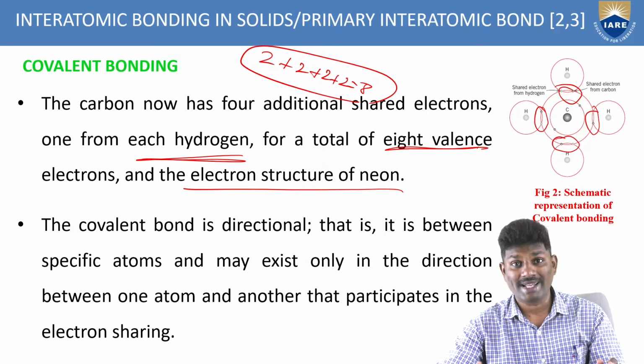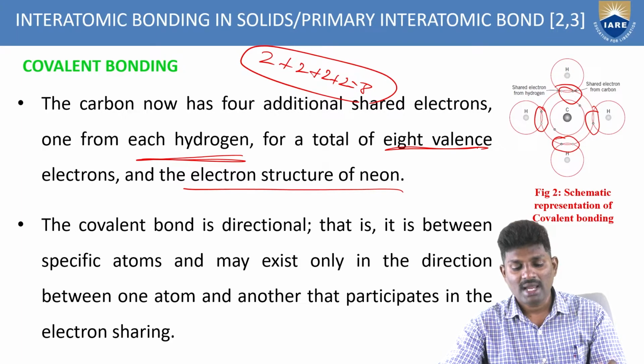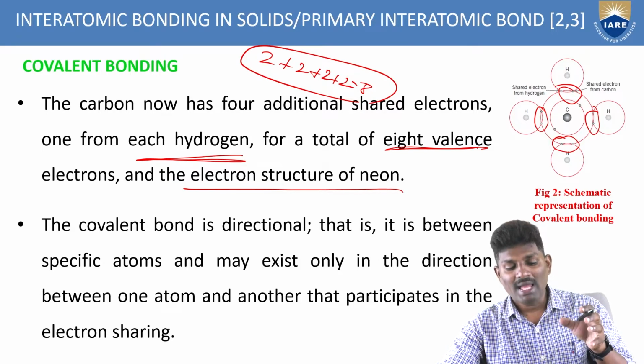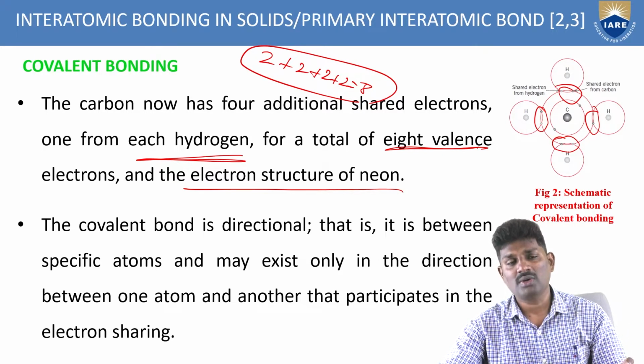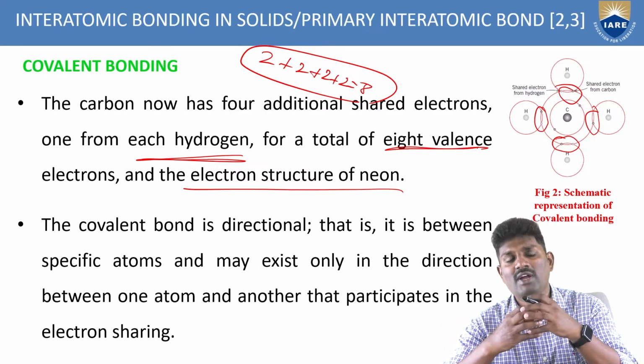So the covalent bond is directional, and it is between specific atoms. It may exist only in the direction between one atom and another that participate in the electron sharing. So sharing is nothing but from both the ends we have to share.